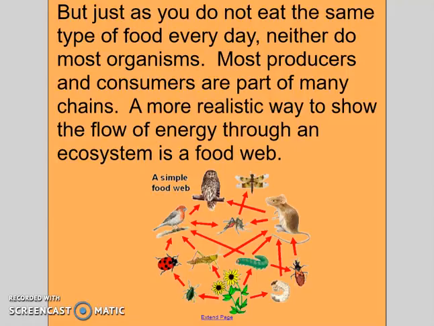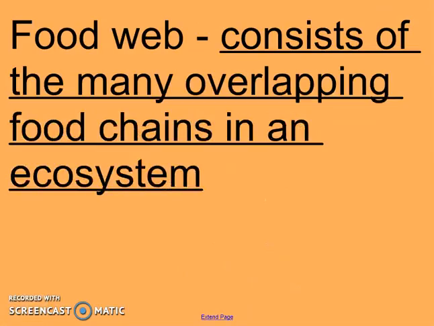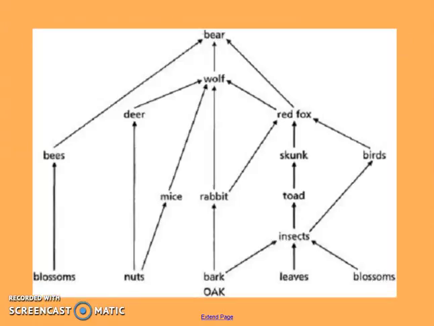It's going to be a more realistic way to show how that flow of energy happens and show that interaction between all those different organisms. So a food web is going to consist of many overlapping food chains in an ecosystem. So here's our first example.